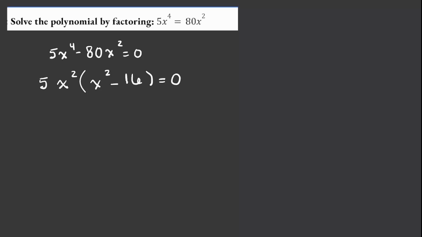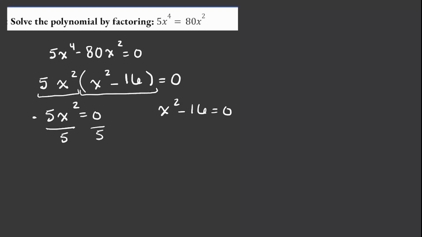Now, using the zero property, in order for this equation to be true, either this factor has to equal 0 or this factor has to equal 0. So I would set each factor equal to 0 and solve for my x values. In this one, I'm going to divide both sides by 5, so x squared is equal to 0. Take the square root of both sides, which gives you x is equal to 0. So x equals 0 is one of the solutions.